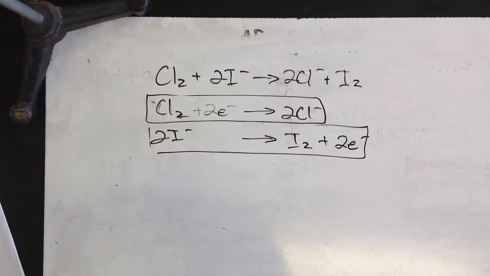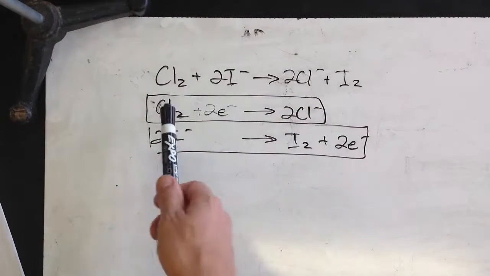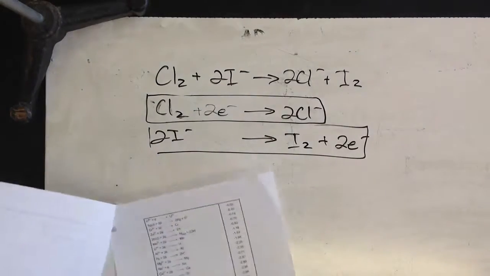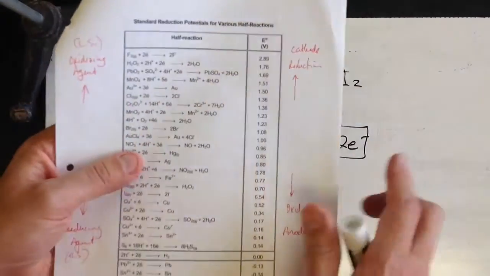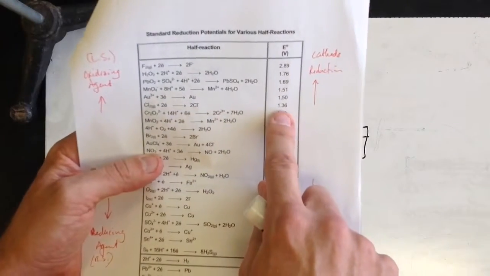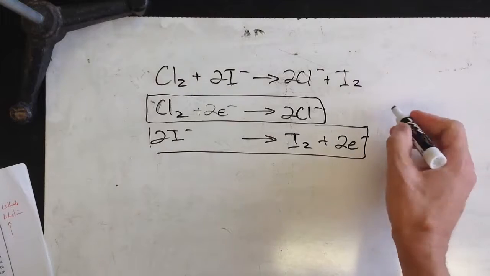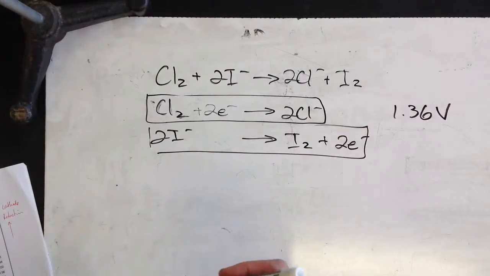Since the reaction is going in this direction, we're going to look up the first one. So we go to our chart and we're going to find chlorine, and it is right here. So you can see chlorine plus 2 electrons gives you chloride, and that has a voltage of 1.36 volts. So let's just put that over here, 1.36 volts.